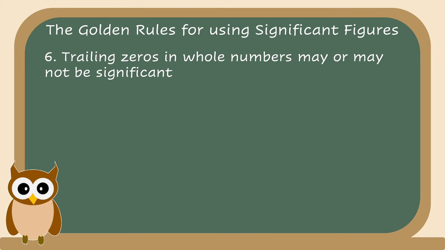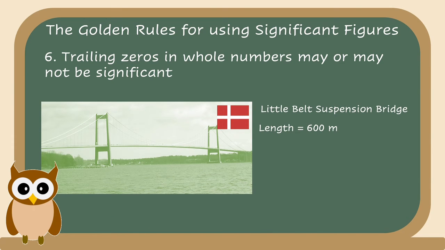And rule number 6, trailing zeros in whole numbers may or may not be significant. For example, the Little Belt suspension bridge in Denmark has a length of 600 meters. Because of the trailing zeros, we are not sure if this means the bridge is really 6 meters with one significant figure, 60 meters with two significant figures, or 600 meters with three significant figures.